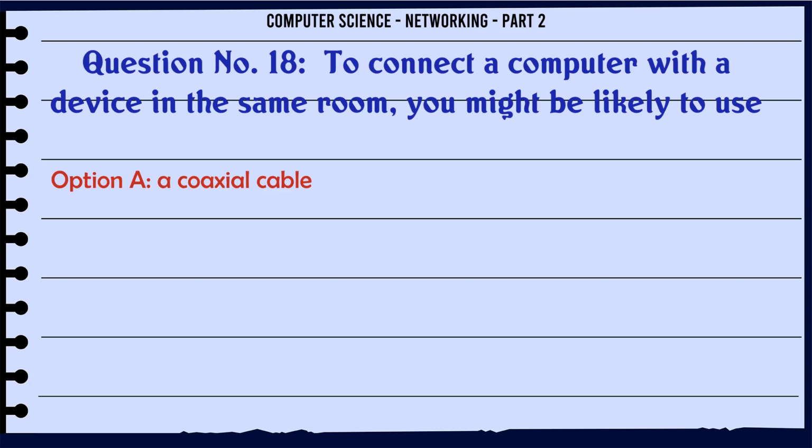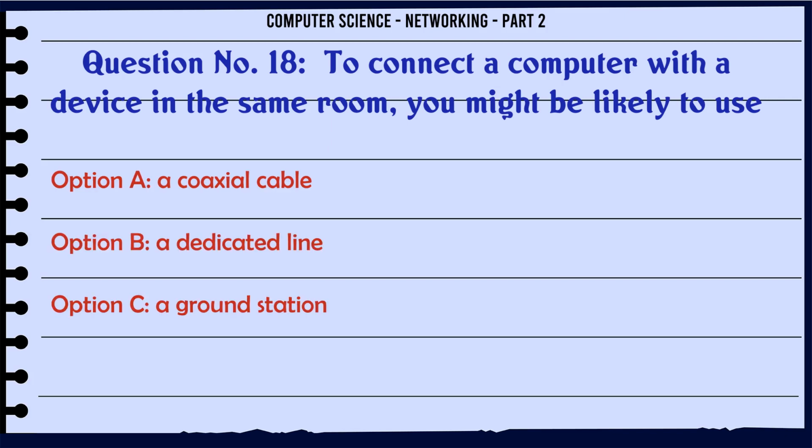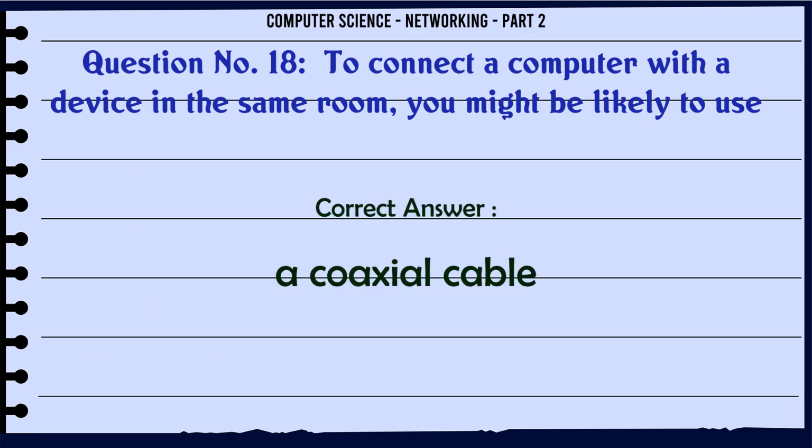To connect a computer with a device in the same room you might be likely to use A. A coaxial cable. B. A dedicated line. C. A ground station. D. All of the above. The correct answer is a coaxial cable.